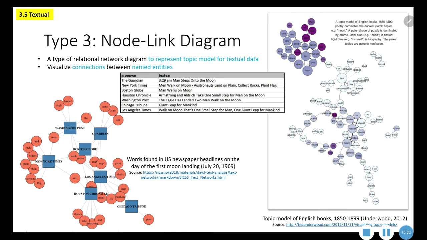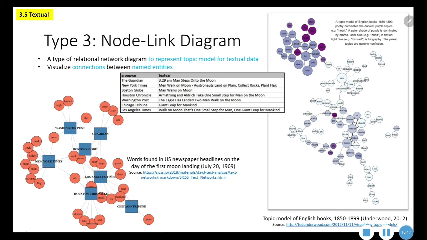For example, this shows words found in US newspaper headlines on the day of the first moon landing by a human being, on July 20, 1969, when Neil Armstrong first landed on the moon. You can go to this link to read further about this representation. All the blue boxes here represent the group variable, the different newspapers in the US. These are the text variables, where they pick up the important words used in that particular newspaper to describe this topic.